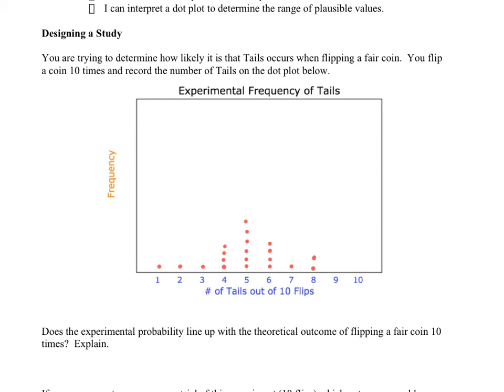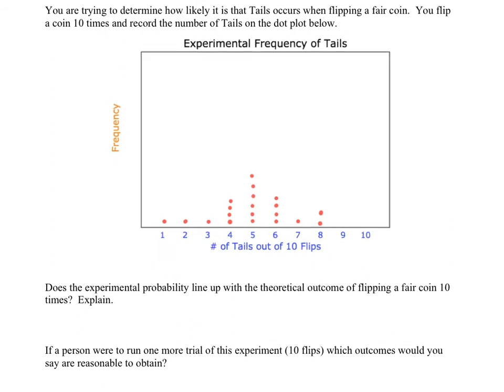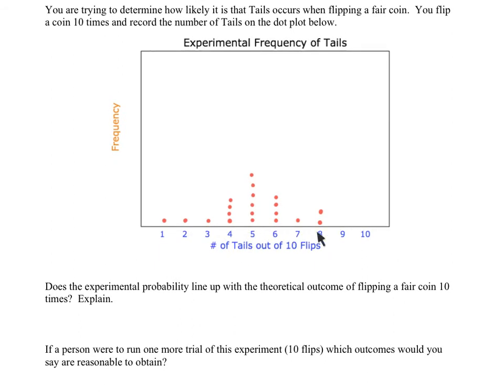Okay, so in looking at this data, at first glance we notice it does sort of have that bell shape to it that we've seen a lot in this unit, but I want to know how many of these coin flips I would use if I were to actually study this data and use it for something else. So my first question is, does the experimental probability line up with the theoretical outcome of flipping a fair coin 10 times? And what I mean by that is, is this what you would have expected? So theoretically, what should happen? Well, we know that because coins are fair, the theoretical probability of flipping tails should be about 1/2, right? Which out of 10 flips would be 5 out of 10.